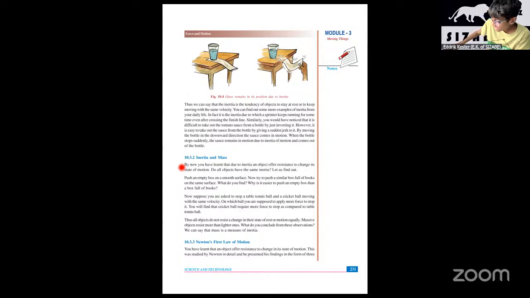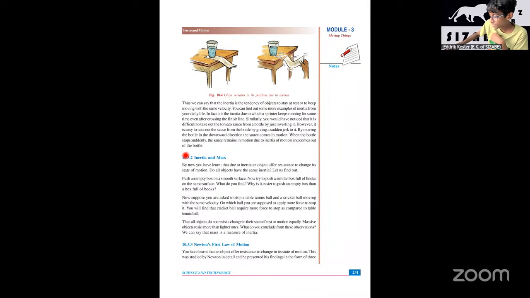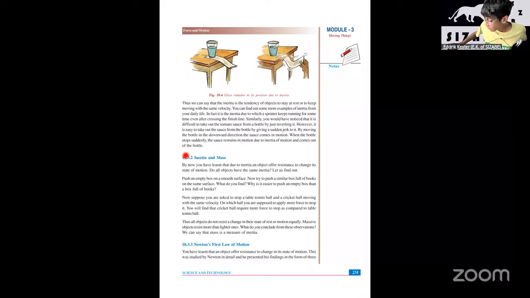In fact, it's inertia due to which a sprinter keeps running for some time even after crossing the finish line. Similarly, you would have noticed that it is difficult to take out the tomato sauce from a bottle by just inverting it. However, it is easy to take out the sauce by giving a sudden jerk to it. By moving the bottle in the downward direction, the sauce comes in motion. When the bottle stops suddenly, the sauce remains in motion due to inertia of motion and comes out of the bottle.